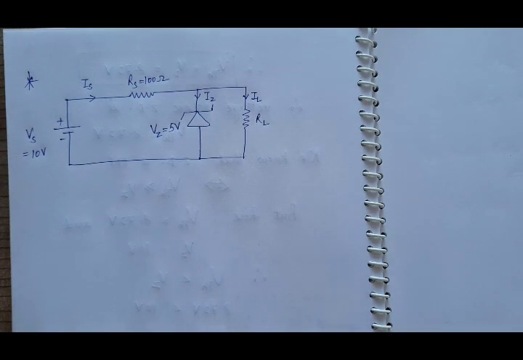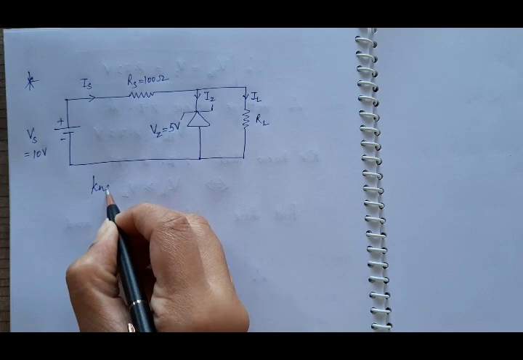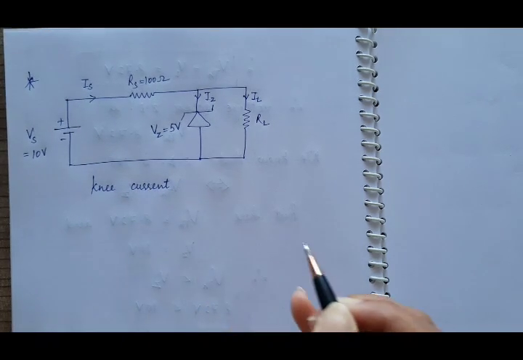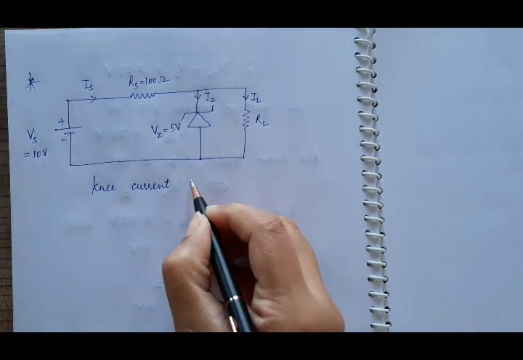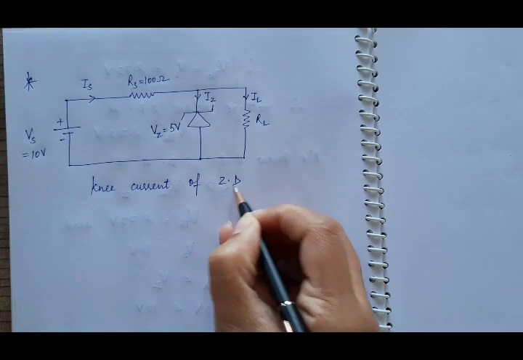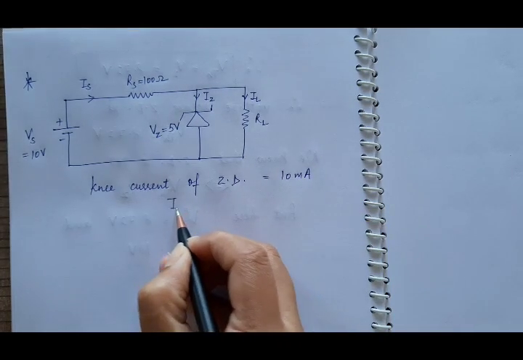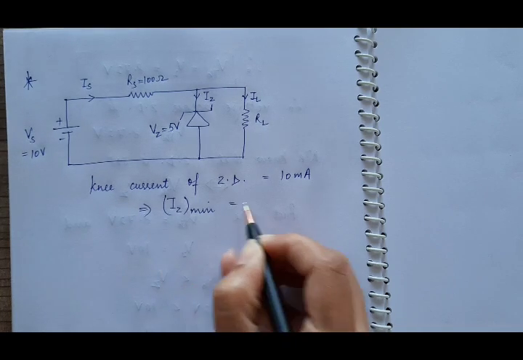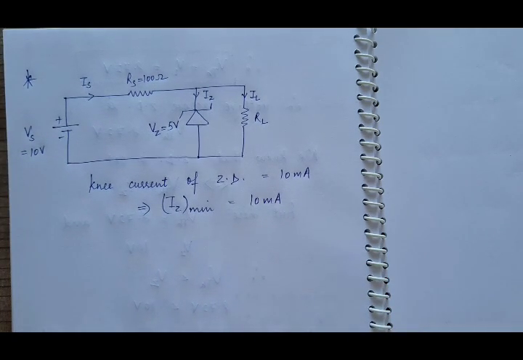Now, the statement is the knee current of Zener diode. Knee current of Zener diode means the minimum Zener current which is flowing through the Zener diode. It is given as 10 milliamperes. Actually it is Iz minimum, the minimum Zener current flowing through the Zener diode when it is on.